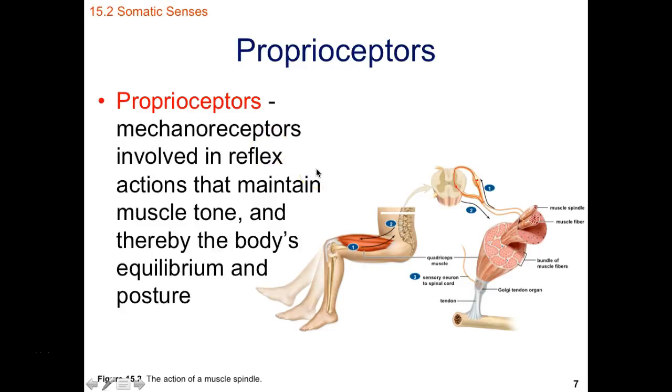It's helping to maintain our muscle tone, meaning our muscles are in partial contraction so that when we need to contract them, it'll happen much faster than if they were completely at rest. And they also help us with our balance or equilibrium and our posture.